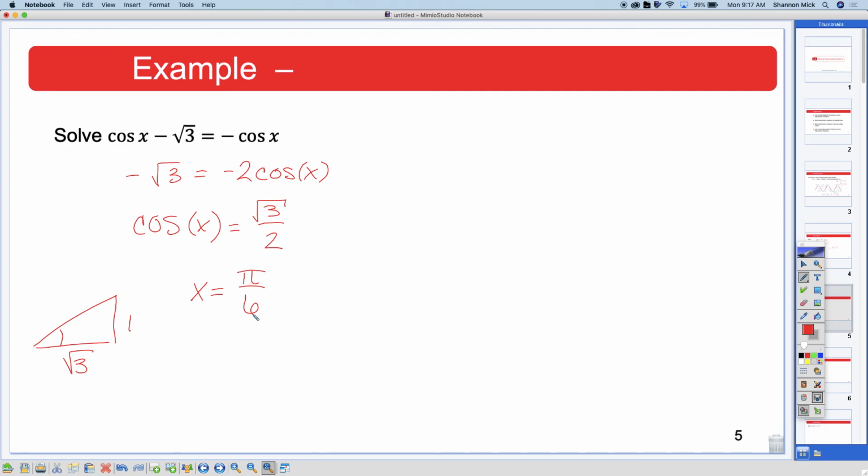Cosine is adjacent over hypotenuse, yes? So if square root of 3 is adjacent, 1 is opposite, and what angle is opposite of 1? 30. Cosine's adjacent. I don't know how you got negative 2 cosine x. I thought you had to add cosine x to the other side. Subtract. This is positive, so you would have to subtract it.